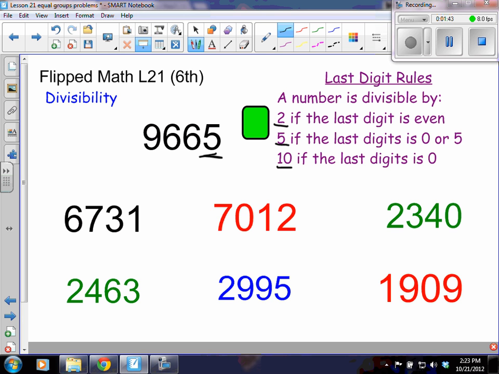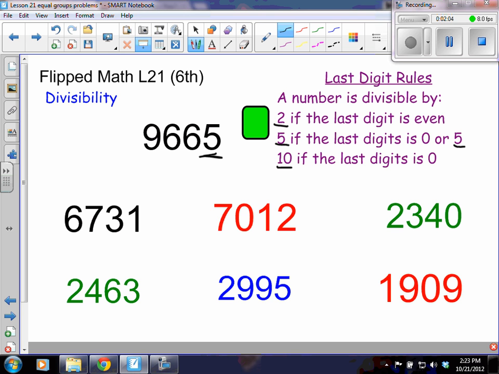Next, we can say, is it divisible by 5? And the quick answer is going to be yes, because it ends in the digit of 5, and the rule states that if it ends in a 5, then it's going to be divisible by 5. Then the next question would be, is it divisible by 10? And of course the answer is going to be no, because the last digit is not a 0.